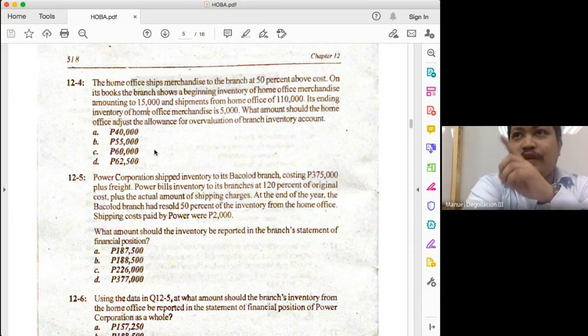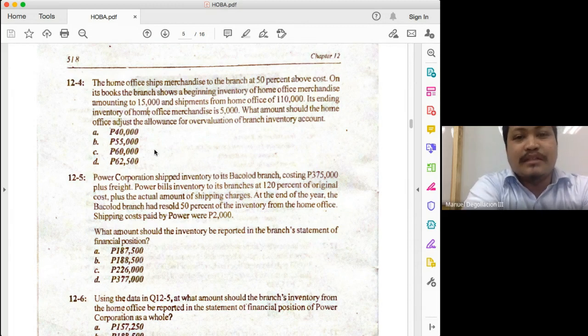When the home office records the shipments to branch, the amount that will be entered in the shipments to branch account will always be at cost. While the shipments from home office account in the books of the branch will always be at billed price. Okay? But what then is the relationship between the shipments to branch and the shipments from home office if there are markup? The difference between the two would simply be the markup on the shipments.